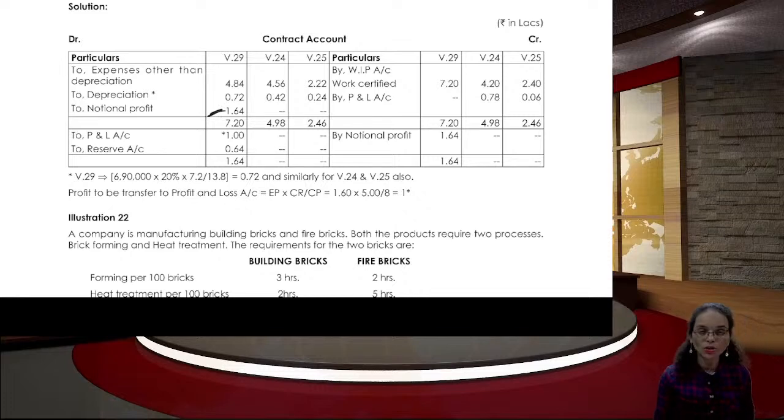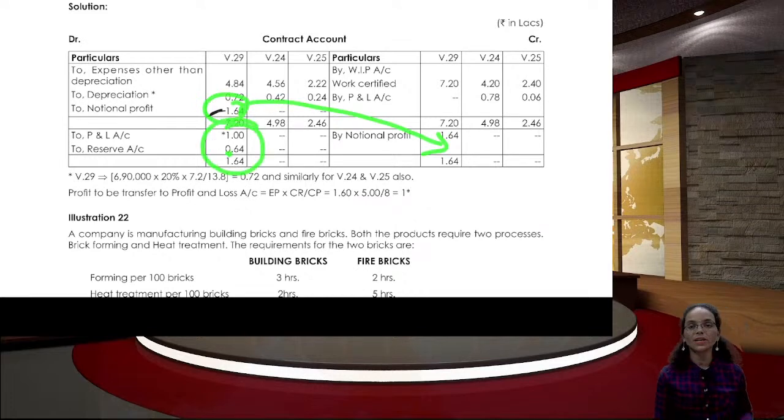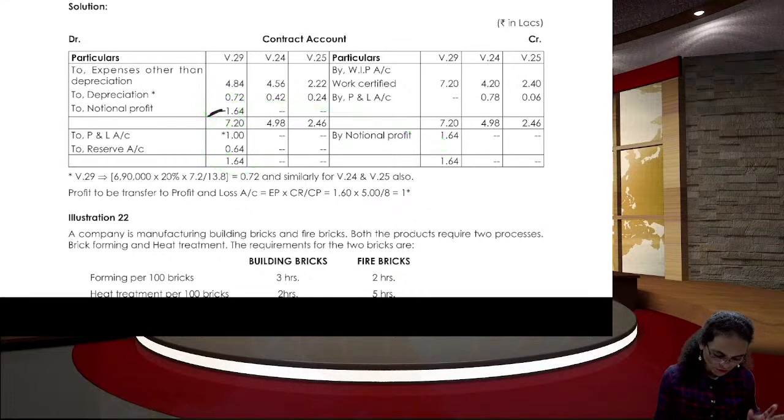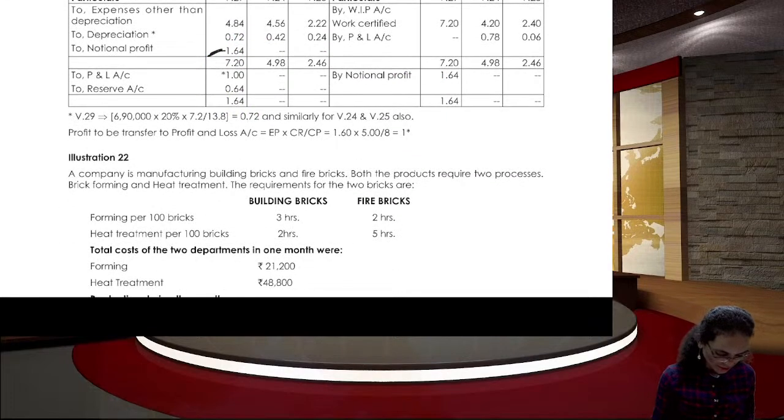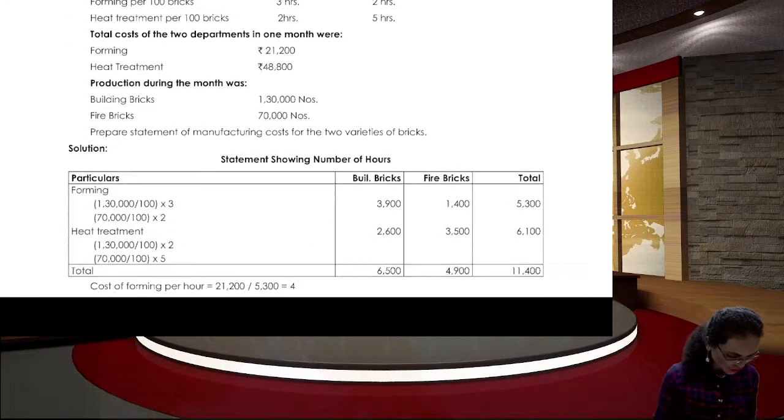Again, take everything in that way. This notional profit goes this side, and what is the amount to be transferred to the P&L and reserve, you know very well. I have explained it so many times in the previous problems. So you can do it. Next problem.